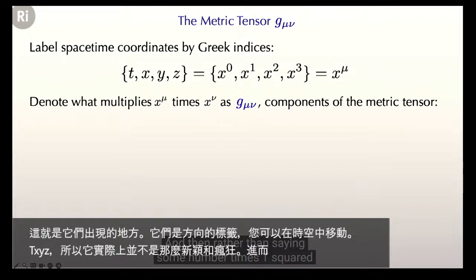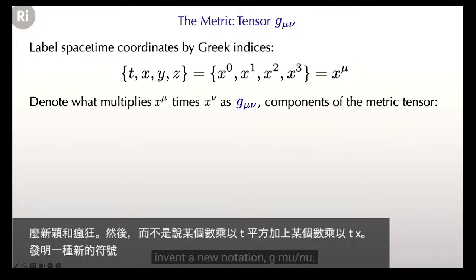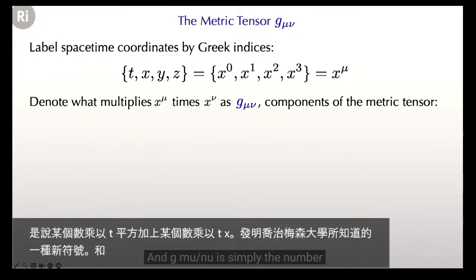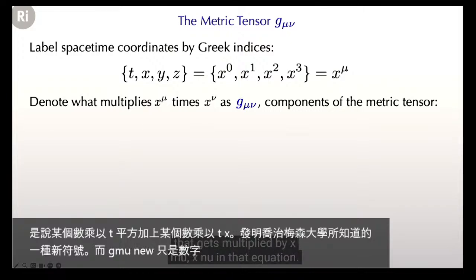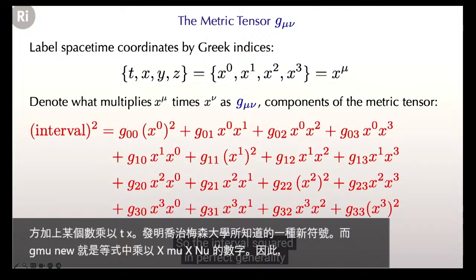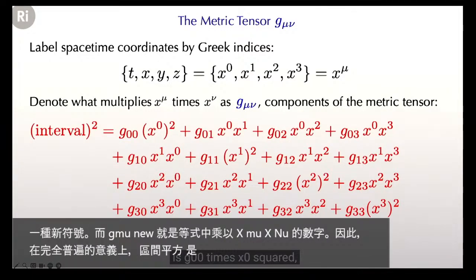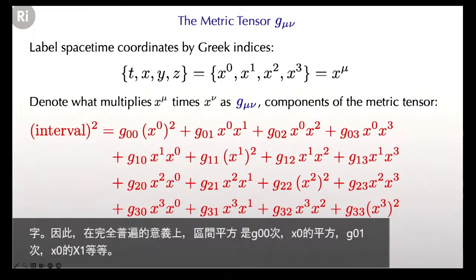And then rather than saying some number times t squared plus some number times tx, invent a new notation, g mu nu, and g mu nu is simply the number that gets multiplied by x mu x nu in that equation. So the interval squared in perfect generality is g00 times x0 squared, g01 times x0 x1, and so on.